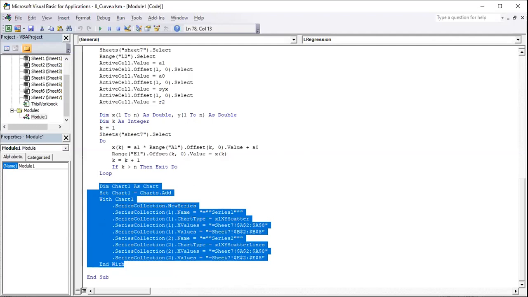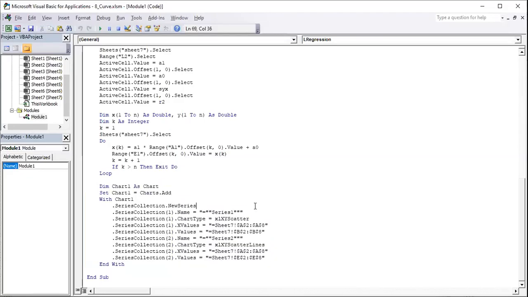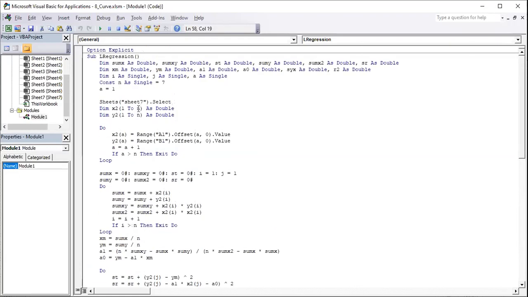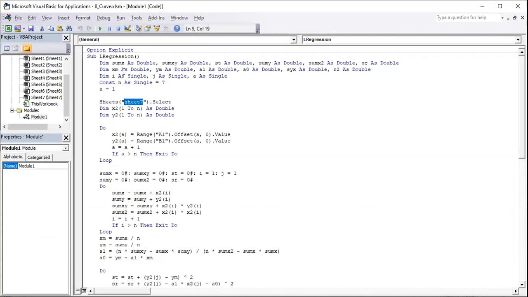So I'm in Excel now. So I'm in sheet 7 here. So if I go back to Visual Basic, I'm always on sheet 7. You can see sheet 7 specified here, then sheet 7 specified here. So I'm telling Visual Basic to go to data in sheet 7. That's why I have sheet 7 here. So this is a subroutine. All I need to do is to run the code. So I just press the run button.